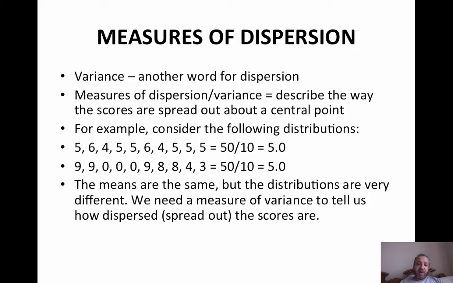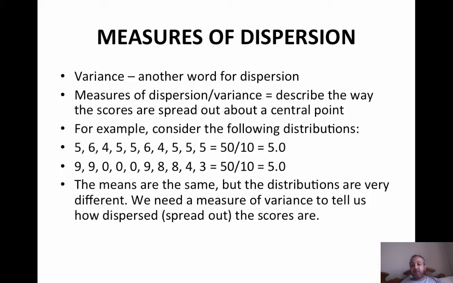In the one on the top, very little dispersion. The numbers aren't spread apart. They're not spread out at all. They range from 4 to 6. Everyone either got a 4, a 5, or a 6. And half of the people got a 5.